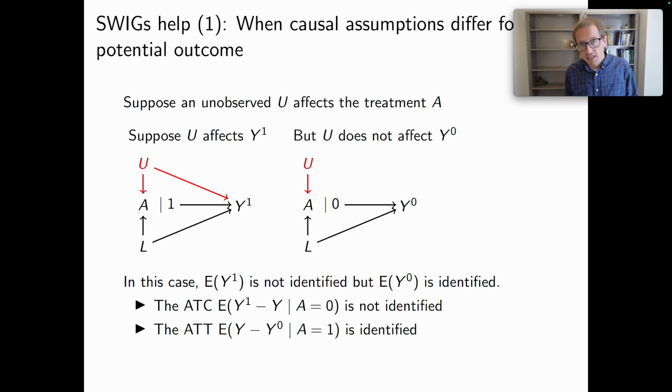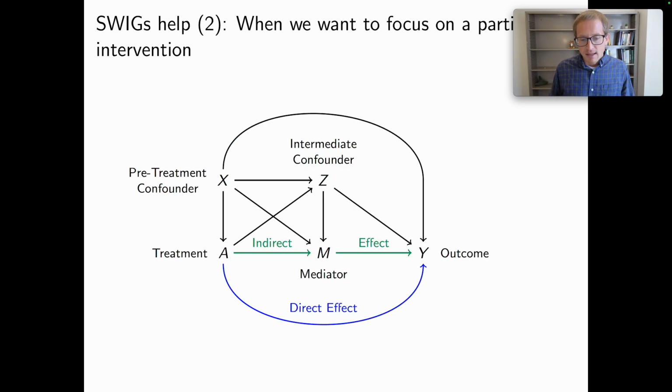But the average treatment effect on the treated is identified because for them, the potential outcome under treatment, which is the hard one to learn about, is just observed directly. This is one setting where SWIGs can help us achieve causal identification when identification would have seemed impossible under a DAG. The second setting where SWIGs can be helpful is when we want to focus on a particular intervention.